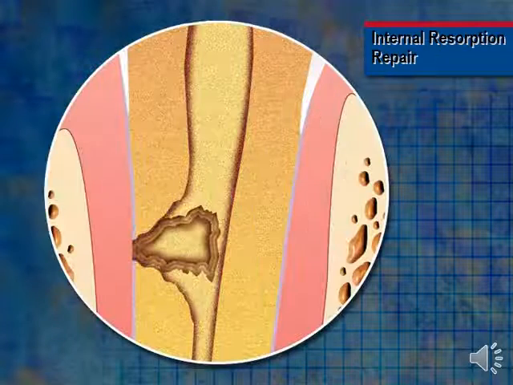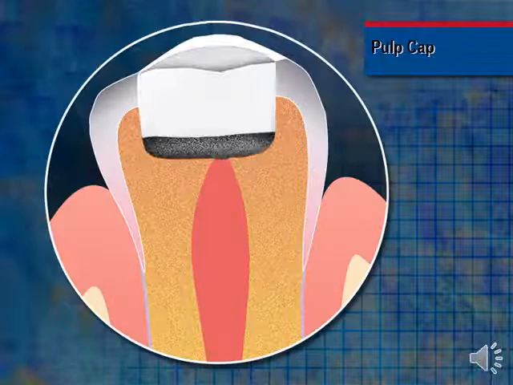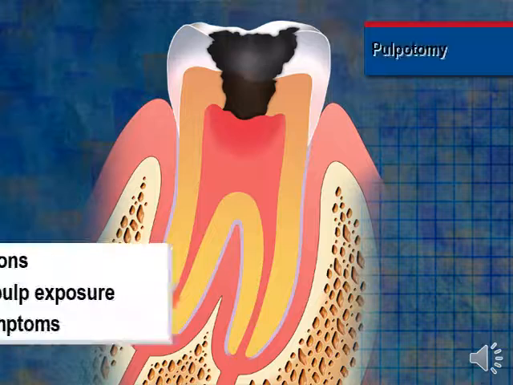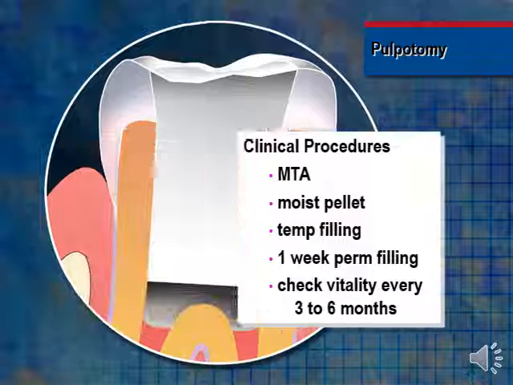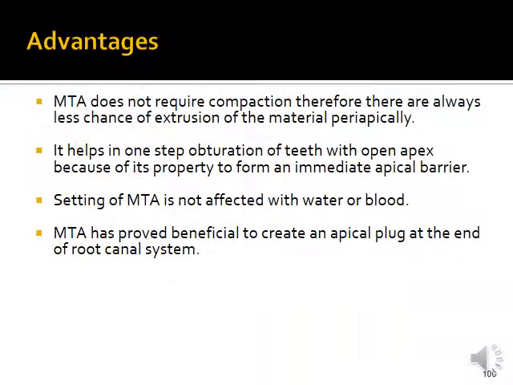Internal resorption. Clinical procedure: MTA, moist pellets, temporary filling, 1 week, permanent filling, check vitality every 3 to 6 months.